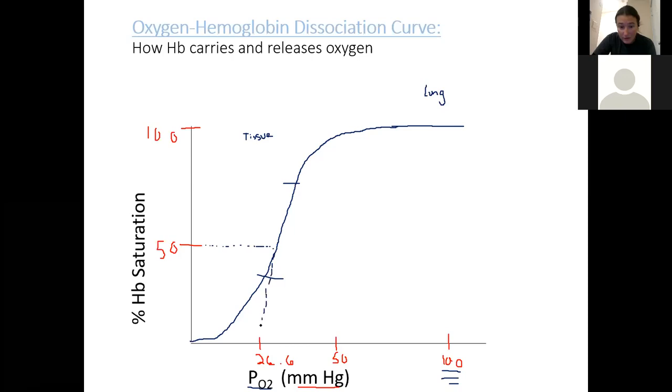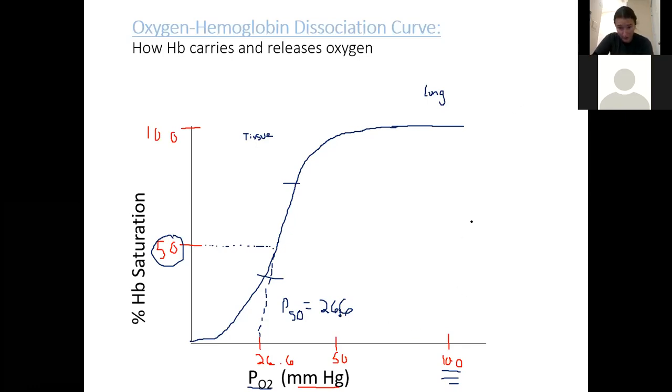Okay, in fact, when we talk about the location of this curve, we can say that the P50, right, or the partial pressure of oxygen at which 50% of hemoglobin is unloaded to the tissues, is equal to 26.6, and that is actually the average P50 for a healthy individual at rest. Okay.